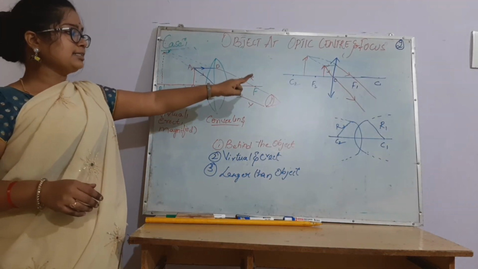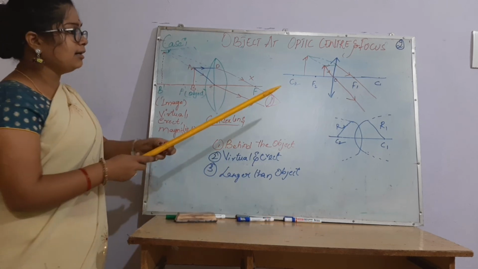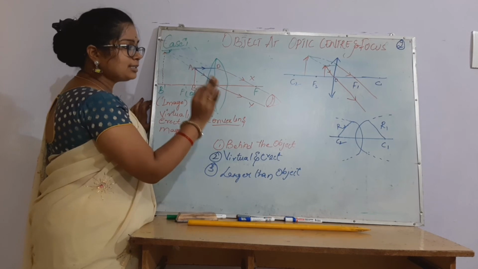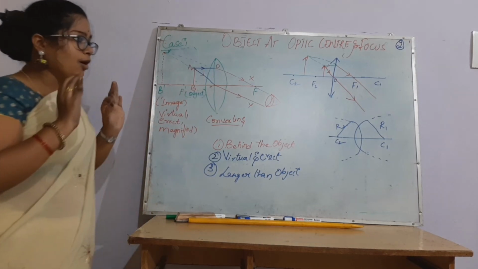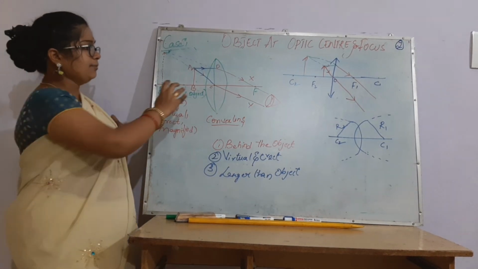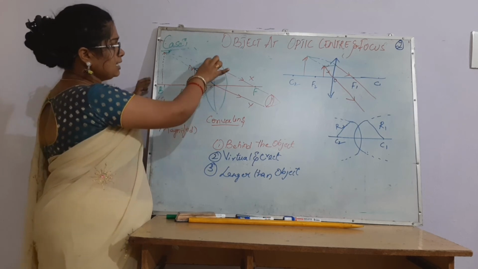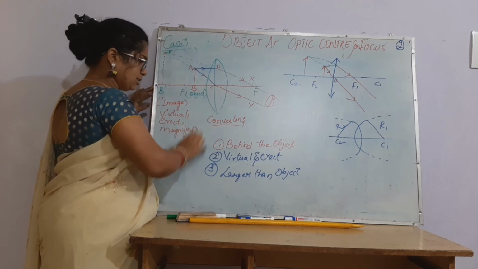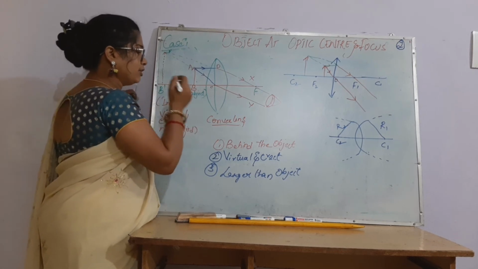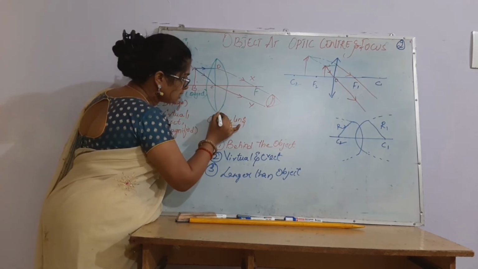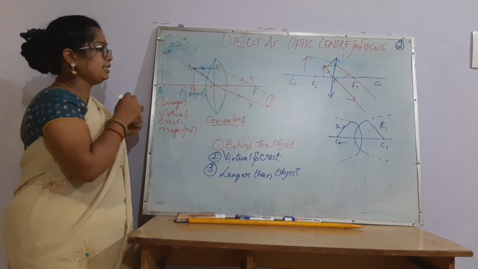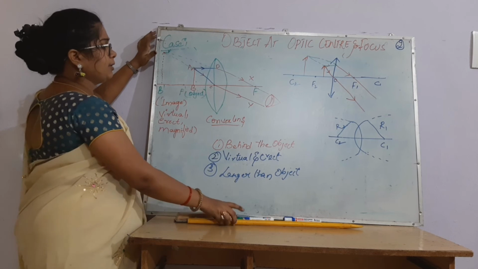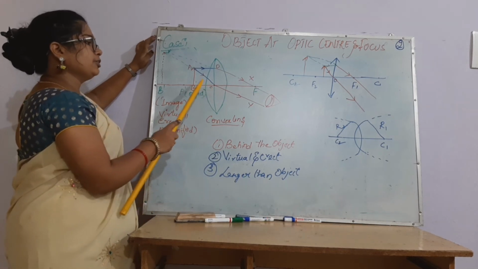So that is a symbol of what? This line and the arrow mark is a symbol of what? Convex lens. And see here now, this is the lens. Which lens is this? This is your convex lens. So what happens? The first case is when the object is kept between the center of curvature and the focus.